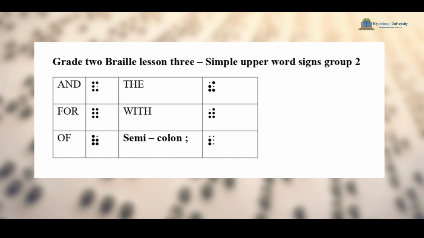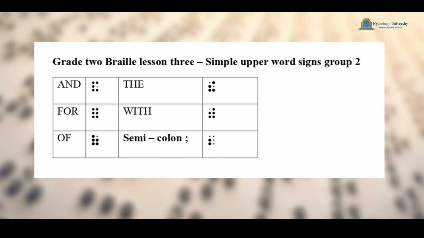In this lecture in grade 2 Braille, the uniqueness is that this time we are going to have a kind of contractions that are not similar to any letter. Instead, they are shapes which are completely different from the letters of the alphabet which we have so far covered. They are reflected there on the screen. The first contraction is and.